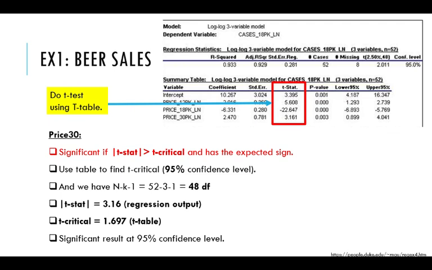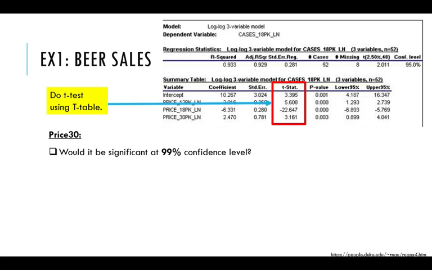But you could also see if it's significant at the 99% confidence level too. So don't just stop there. You might want to say, hey, can I find a stronger result than this? Can I make a stronger conclusion? So let's ask, would it be significant at the 99% confidence level?